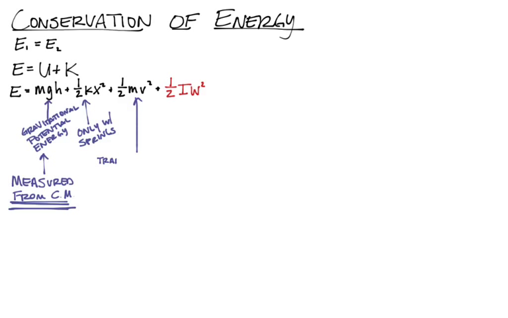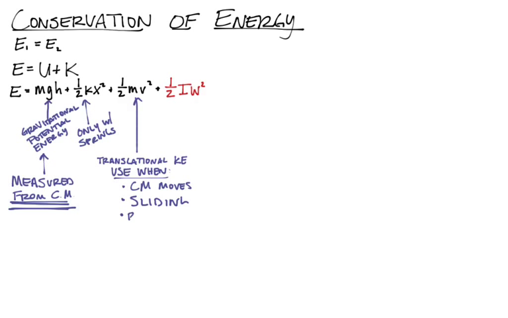1/2 mv squared is for translational kinetic energy. Anytime an object's moving, it's going to have translational kinetic energy. Now, because we're throwing in rotation stuff, there are going to be different times when it's okay to use translational kinetic energy. One of those times is when the center of mass of my object moves. When the center of mass moves, the center of mass has translational kinetic energy. We're going to have to deal with that.